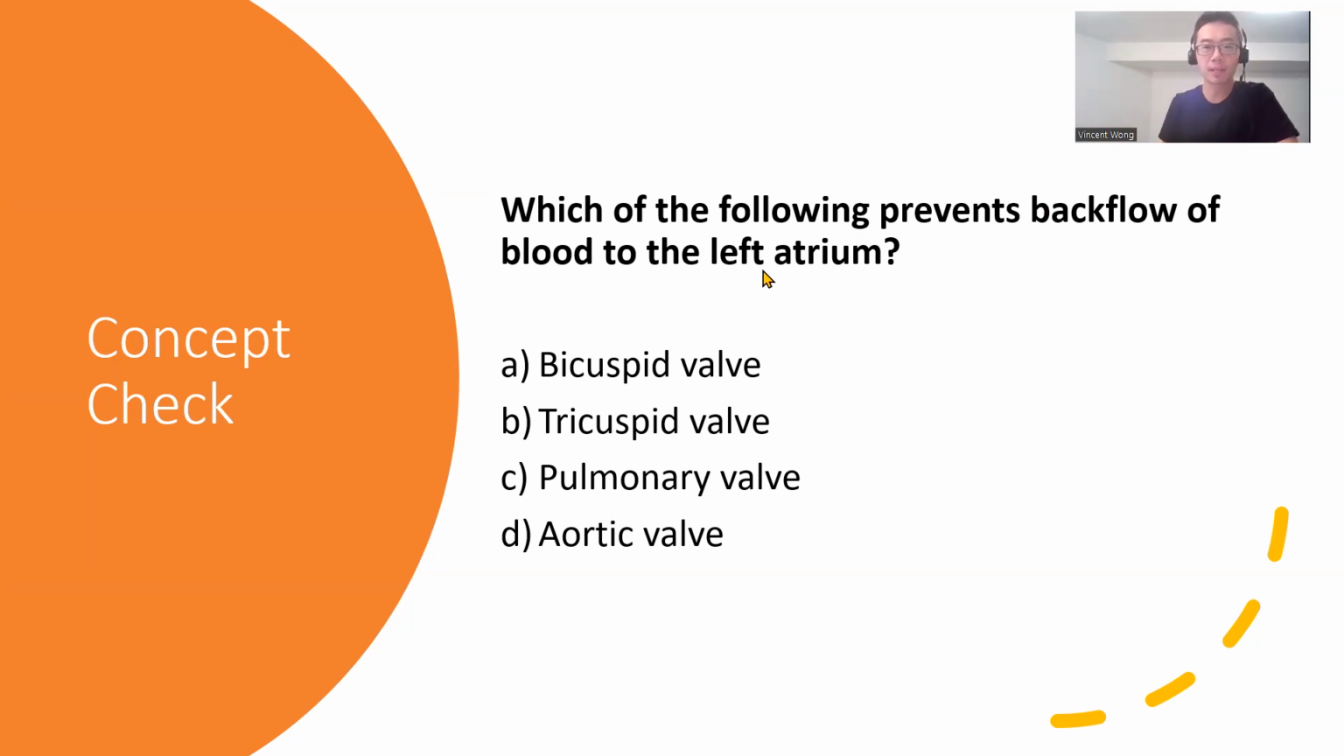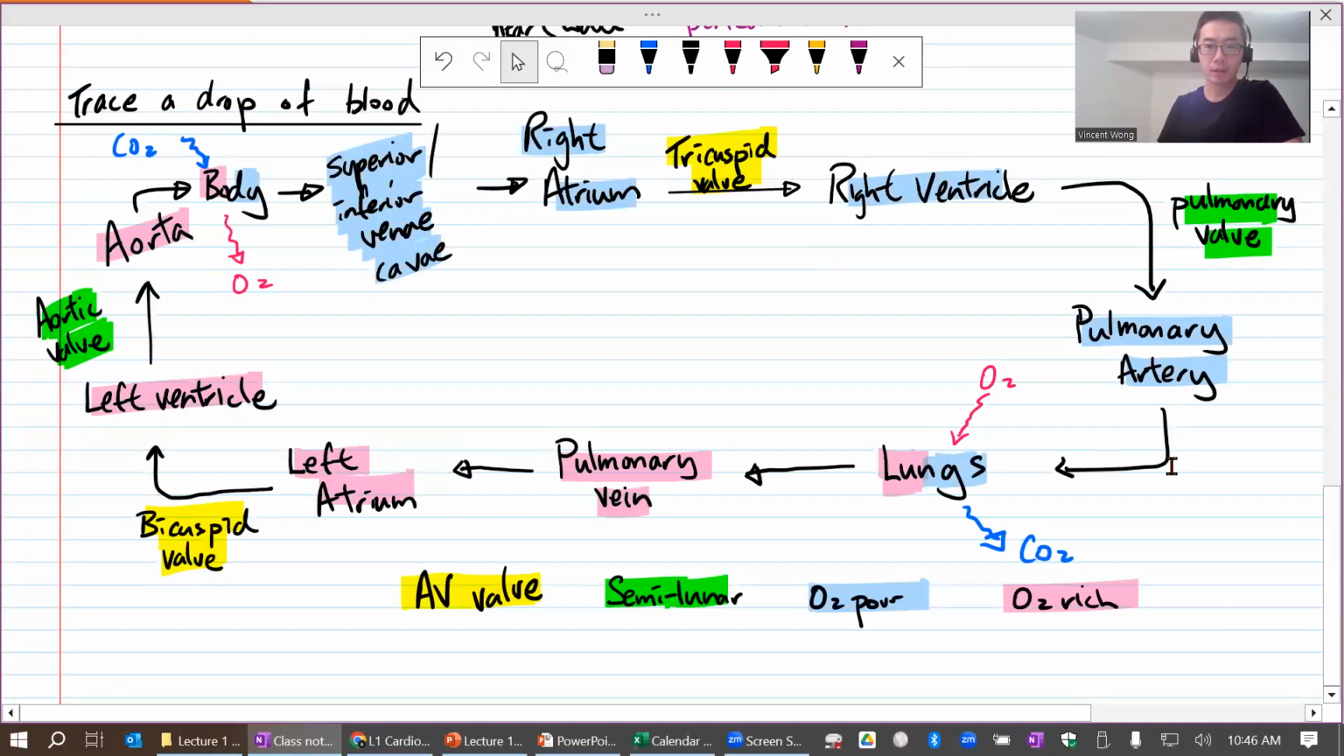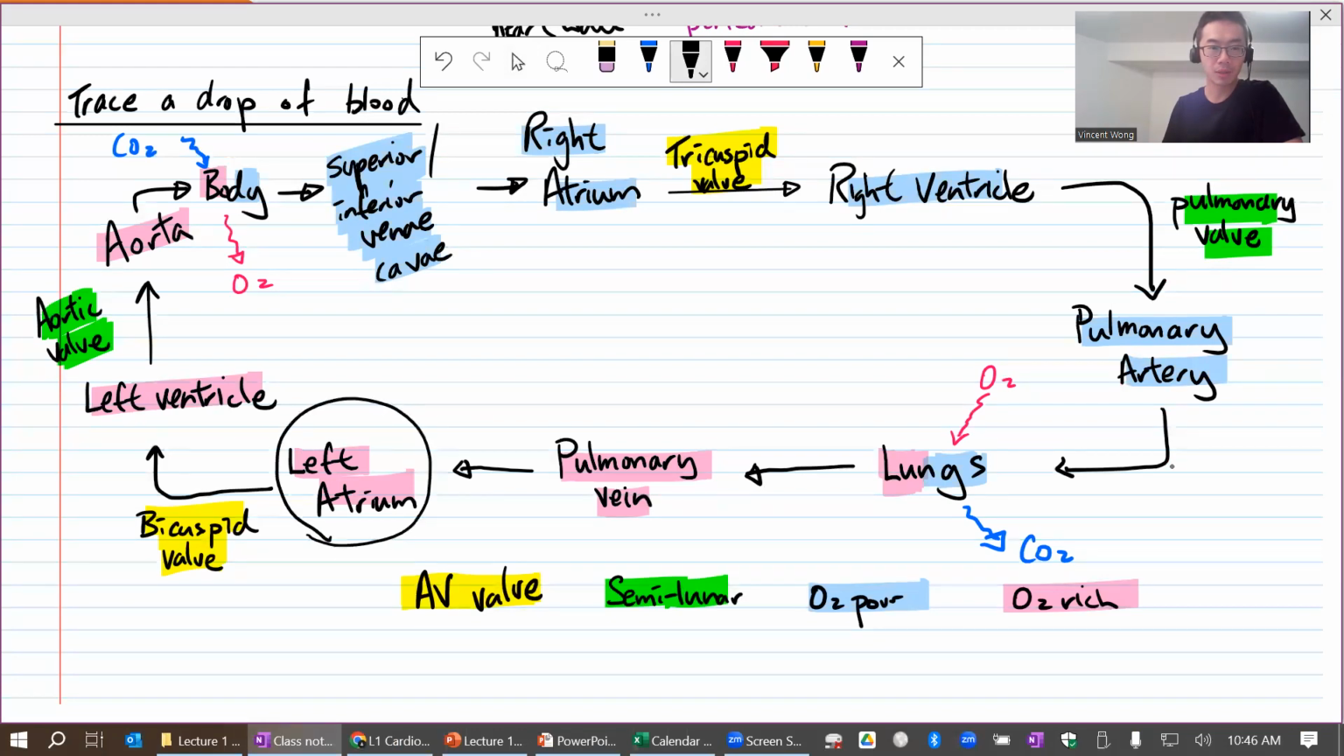Prevents backflow of blood to the left atrium. The correct answer is the bicuspid valve. Okay. Prevents backflow of blood to the left atrium. So you go back to our diagram here. Left atrium is right here. Okay. So what prevents blood from going back to it? Well, it's the bicuspid valve. Okay. Bicuspid valve. The valve prevents blood from going to the previous structure, right? So that's that.